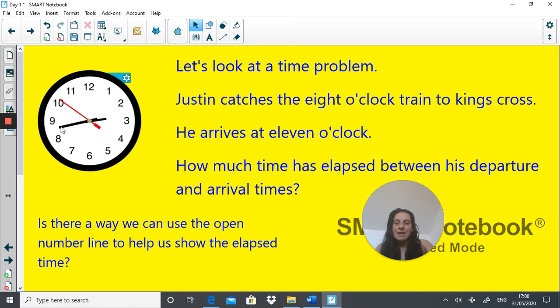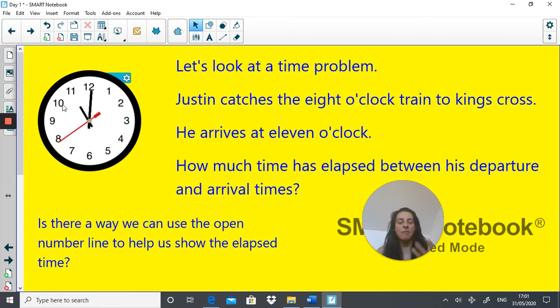So I'm going to take my clock here, and it's not very quick, unfortunately. We can do it this way. Yeah, that's probably better. So Justin catches the train at 8 o'clock and he gets there at 11. So that's 9, that's 1 hour, 2 hours, and 11 o'clock. So between 8 and 11 o'clock, that's 3 hours. 3 hours have elapsed between his departure time when he leaves and his arrival time when he gets there.